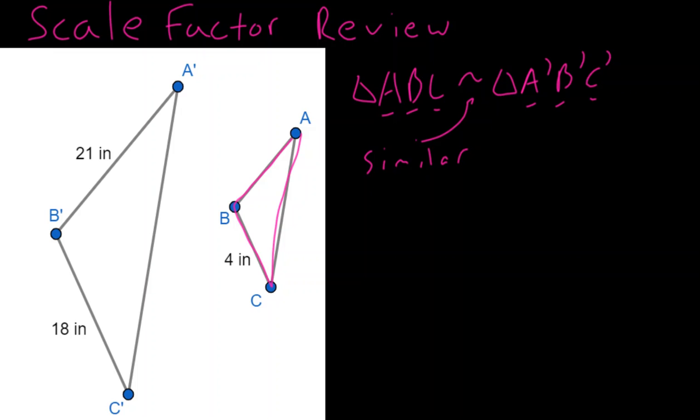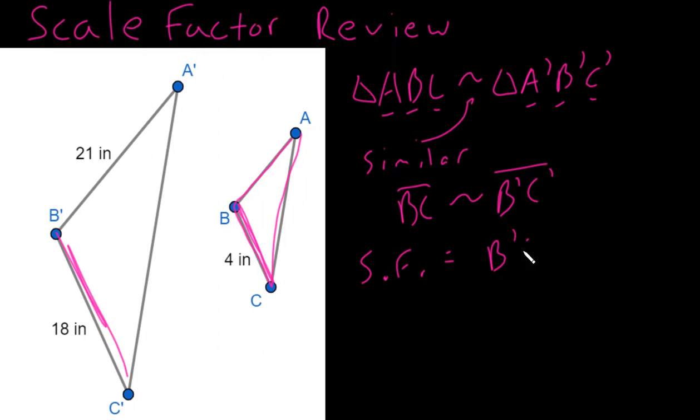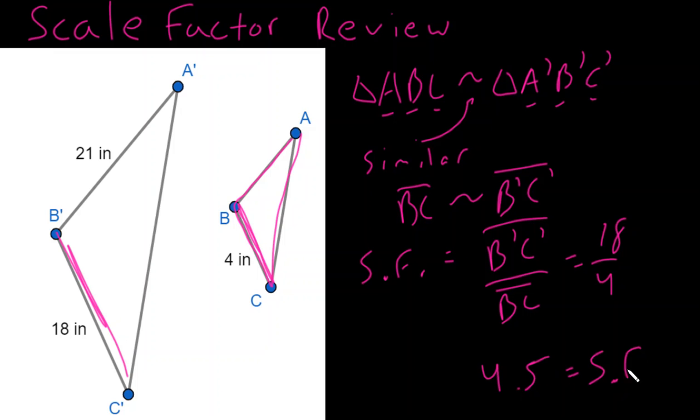Now, notice the next thing we want to do is we want to find our corresponding sides. So here I have BC, BC, and I want to say that BC is similar to B prime, C prime. Okay, so if I know this, how do I find my scale factor? If you will recall, we always find our scale factor by dividing. So here in this one instance, I'm going to take my second figure or my dilated figure and divide it by my original figure, or aka 18 divided by 4. And you'll notice 18 divided by 4 is actually 4.5. So our scale factor is 4.5.